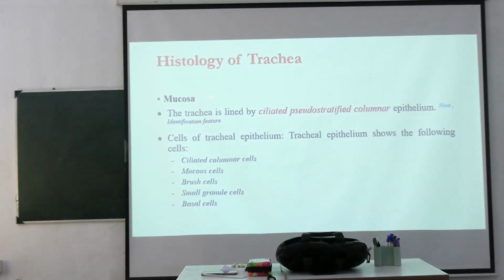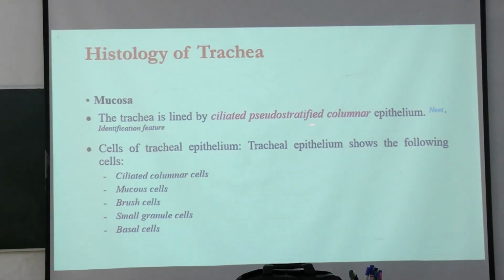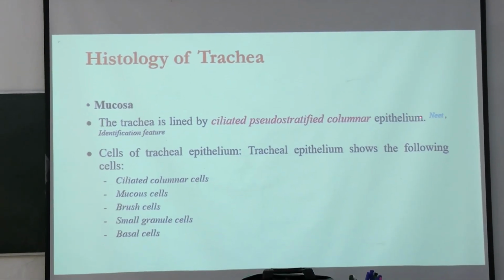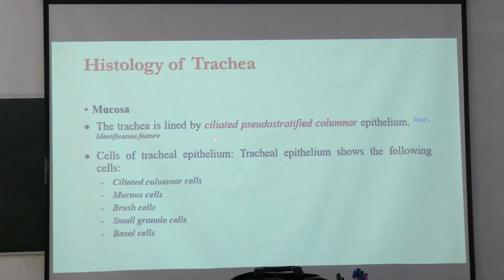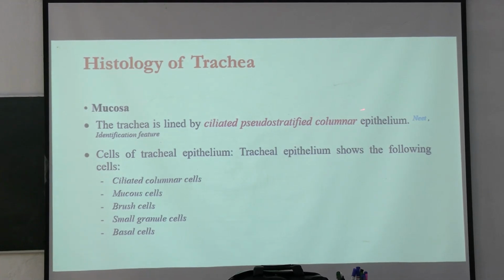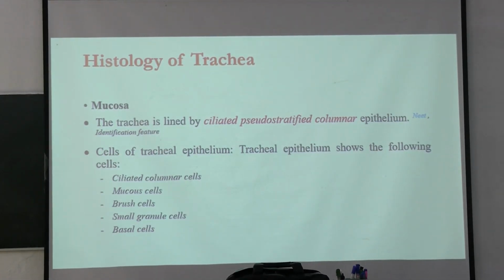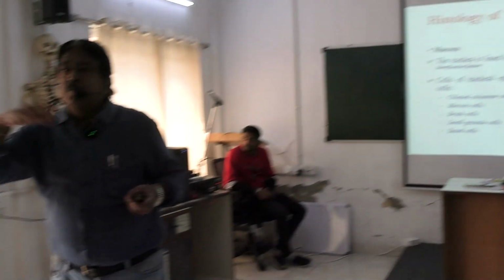Now, histology of trachea, mucosa. The trachea is lined by ciliated pseudostratified columnar epithelium. Question in NEET, identification features. Ciliated means the cilia will move, and accordingly they perform their duty of preventing pollution like Delhi's smog and smoke, and will of course keep on acting.